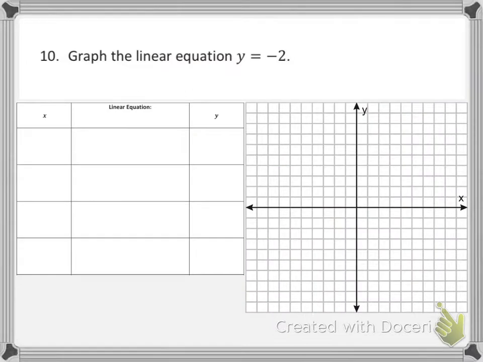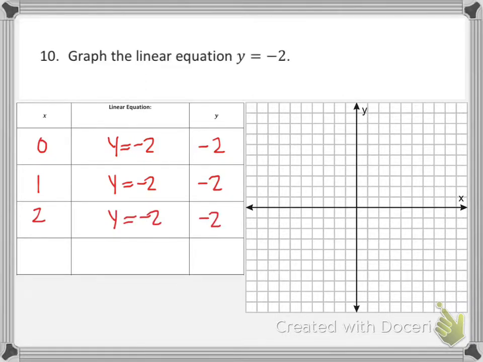All right, number 10, graph the equation y equals -2. Okay, well, what if x is 0? Well, y equals -2. What if x is a 1? Well, y equals -2. And I previewed this one, didn't I? Y equals -2. It just doesn't matter. I can put in anything for, let's put in -10, y equals -2. It's just always going to be -2.